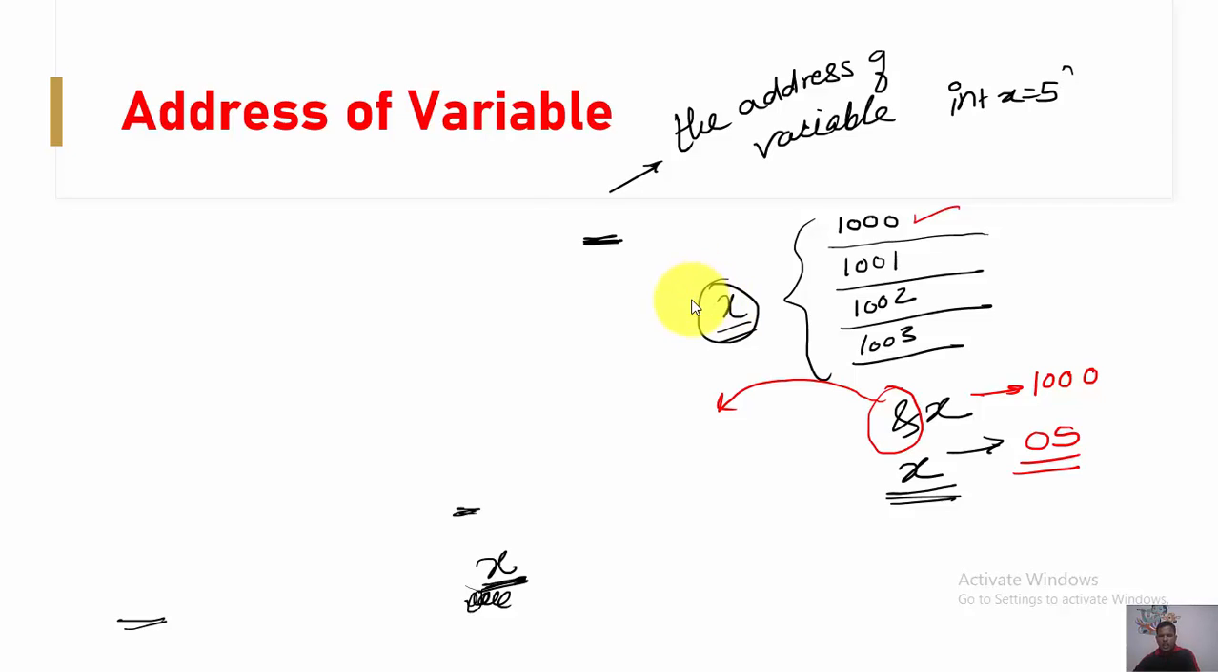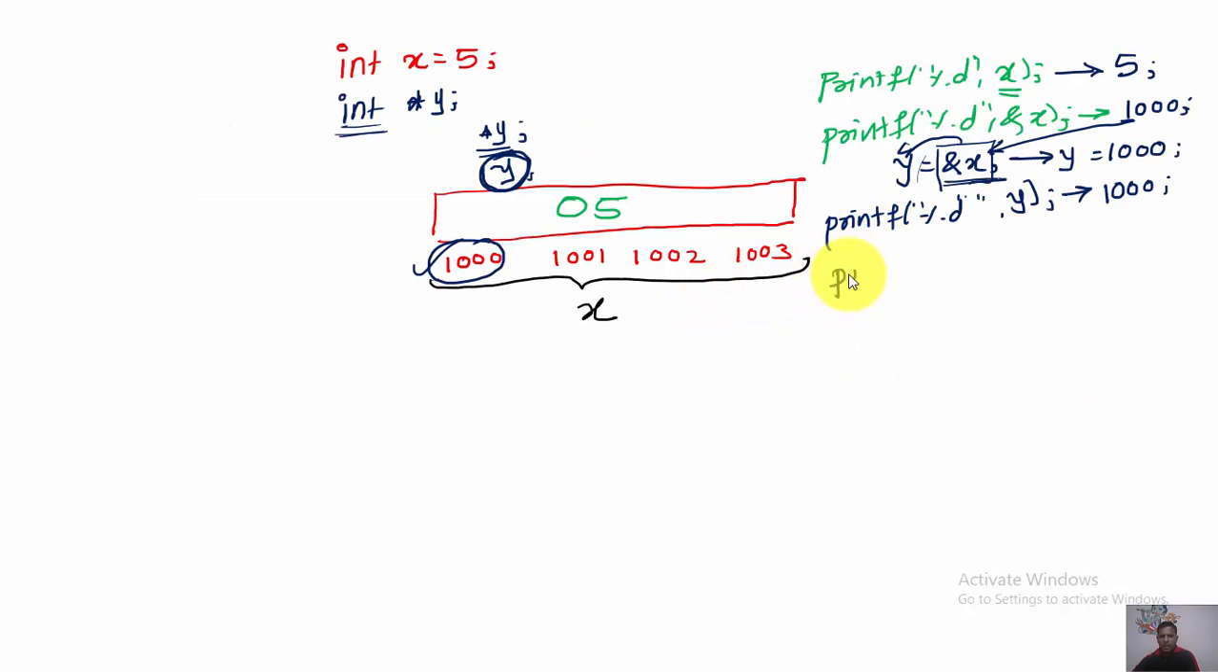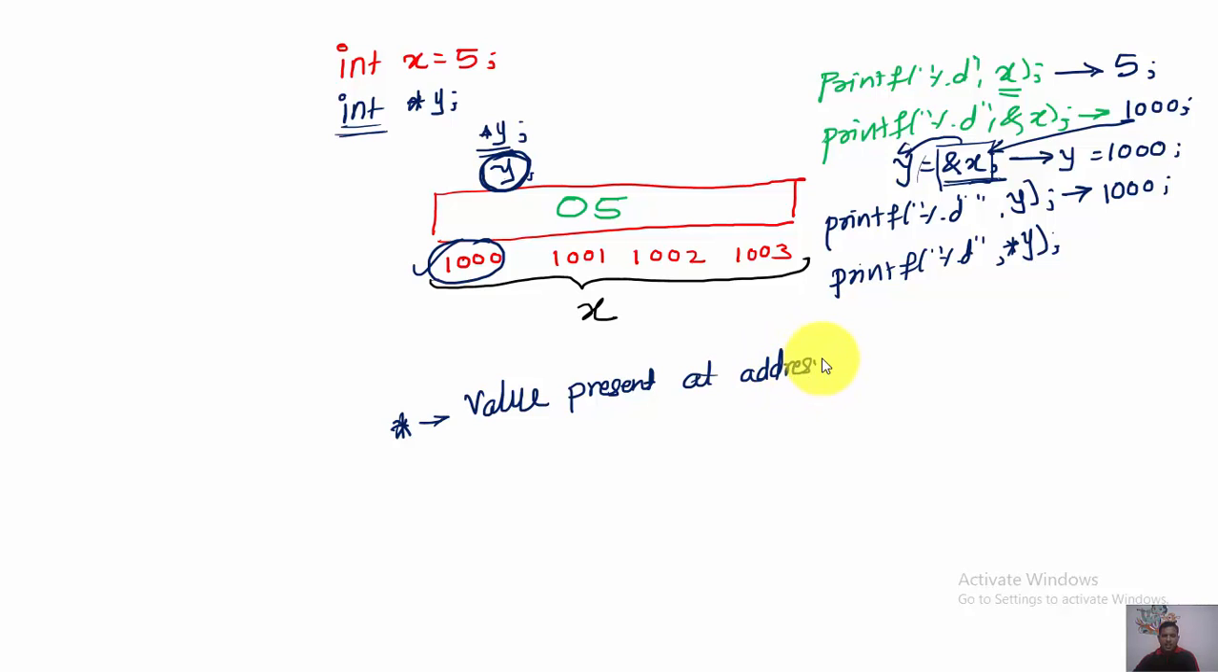1000. And now the next, the most important one, printf %d comma this asterisk, that is pointer y. Now these two declarations are totally different. Here I am using this pointer operator, and because of that, this pointer operator defines the value present at an address, which is the address held by the variable.